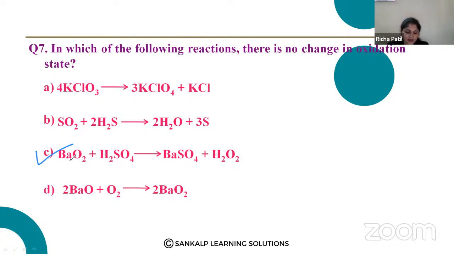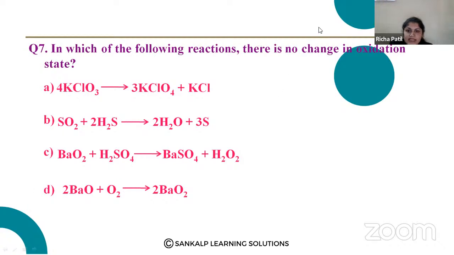There is no change in this particular one because this is an example of a double displacement reaction. So all the atoms are present in the same oxidation state in reactants and products. If you write the oxidation numbers for all the reactants and products, there is no change in oxidation state, while the other three examples are redox reactions. So solve this and you'll get it. You have to write the oxidation numbers for each reaction, and then see which one has no change.